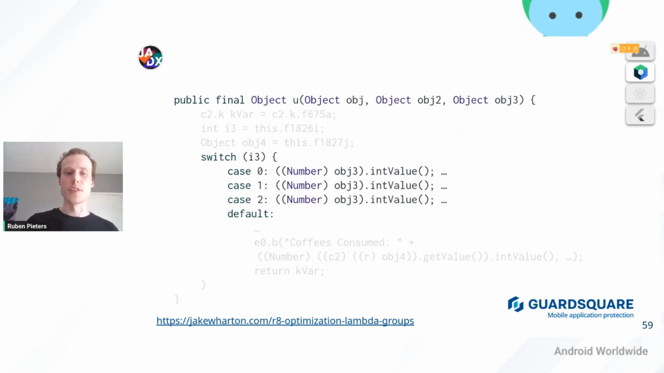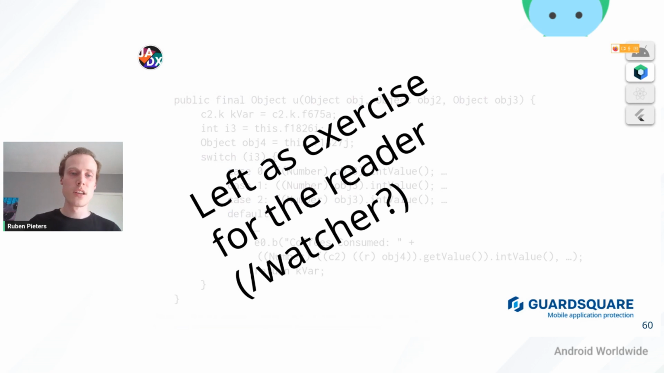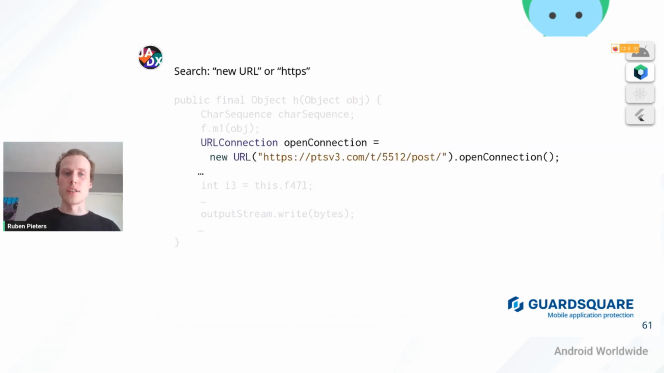This is the result of an optimization called lambda groups, where R8 is going to merge together different anonymous functions. It's an optimization, but it does make hooking this function a little bit more difficult. We need to do a few additional steps to see what's going in, see what's coming out. But in this case, I'm not going to do that specifically. I'm a lazy reverse engineer, so I'm going to try and find an even easier approach. So I'm going to leave this as an exercise for the reader/watcher.